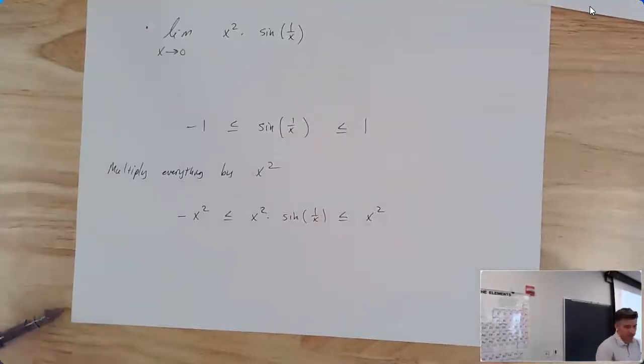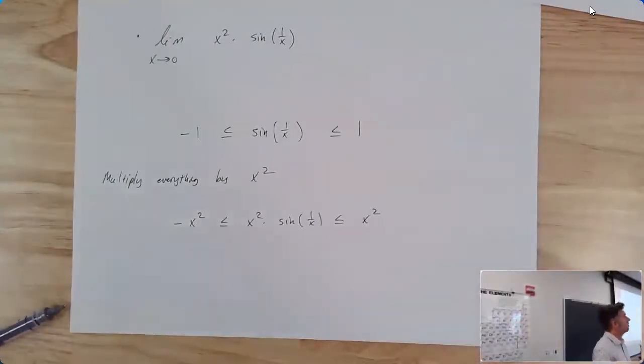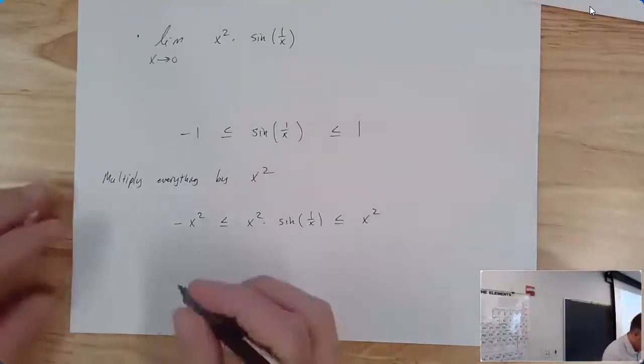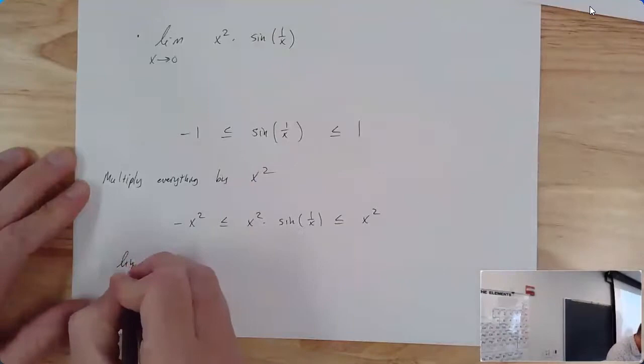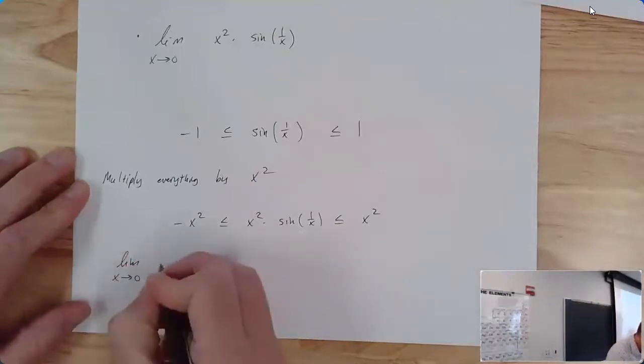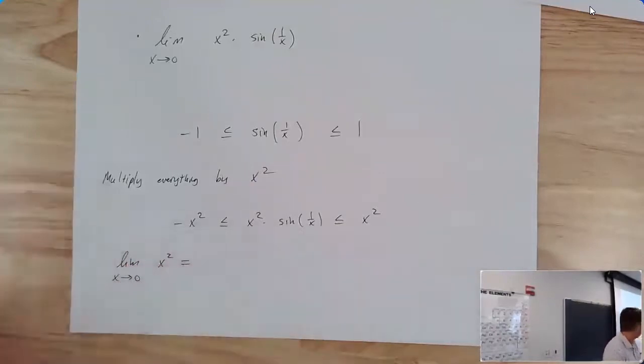And then after you have the thing you want in the middle, the hope is that the limits of the outer parts of the inequality end up being the same. They have to be exactly the same. They can't be a little bit different. They have to be the same. So we're going to say, if I take the limit as x approaches 0 of positive x squared, what do I get?